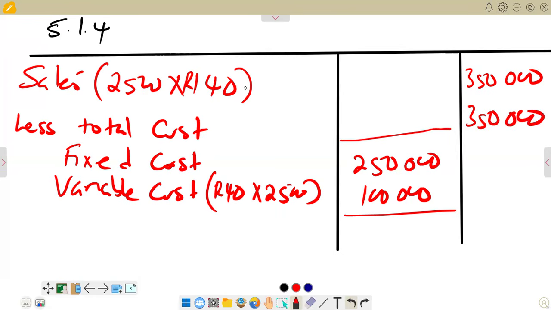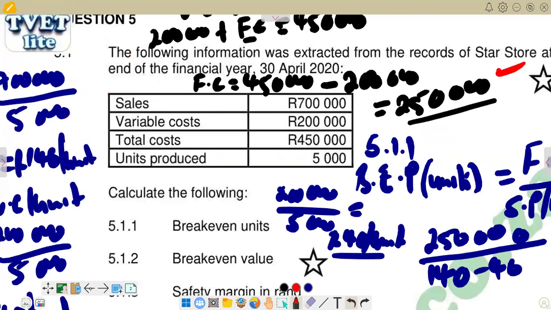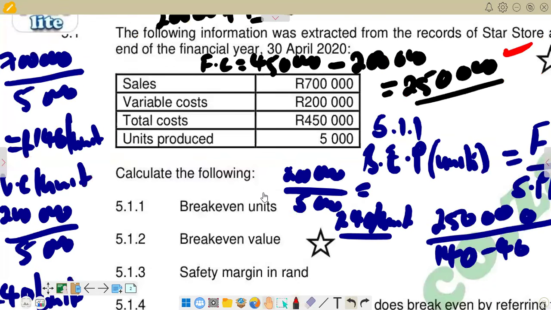So you see now the total cost is equal to sales value. So if you say 350,000 minus 350,000, you get your profit here as zero. So this is now the net profit. Net profit should be zero at break-even point. That is our break-even point. So basically, we've proven that this is the break-even point at 2,500 units. So this is what we have. Let me check on the next question, let's see what we are given in terms of the next question.